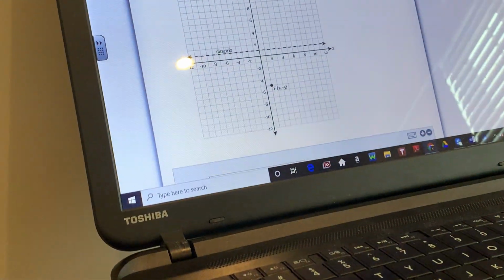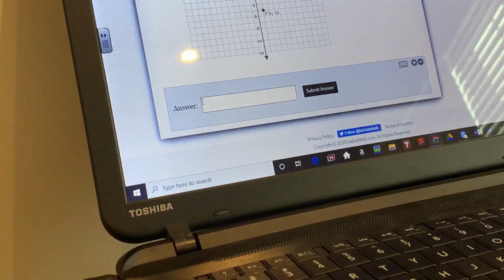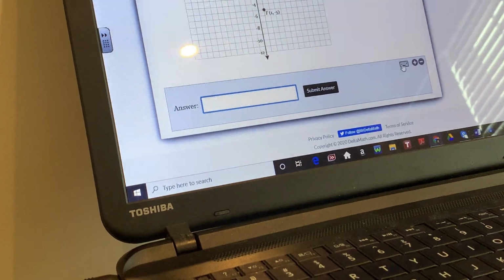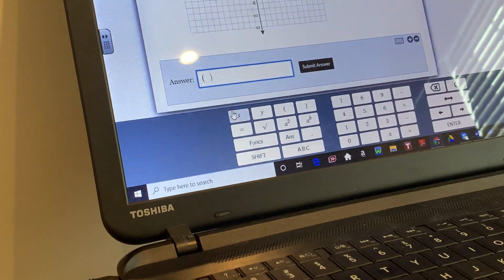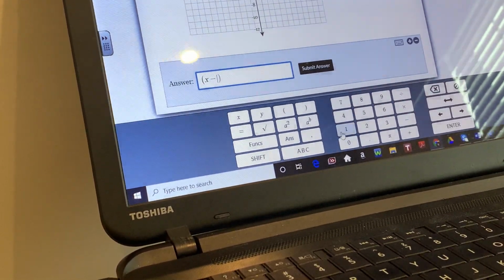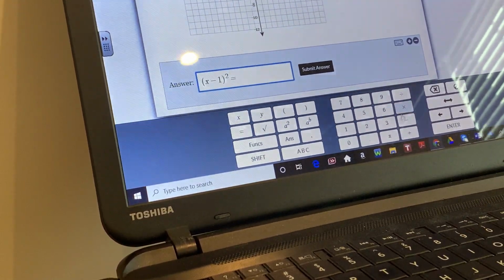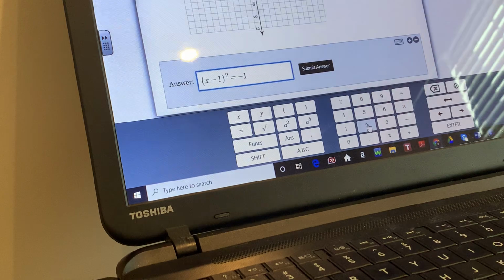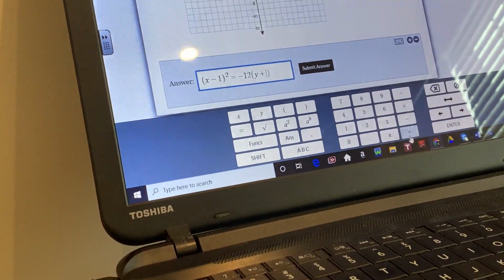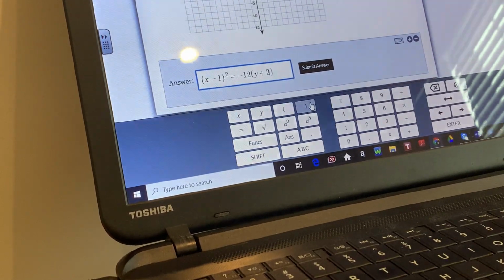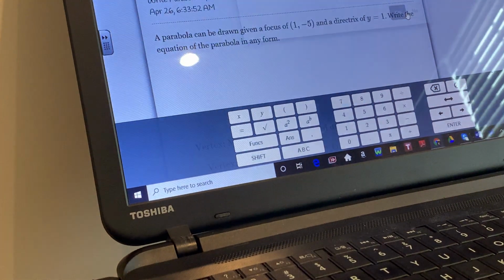So now if I come back to the computer, I'm going to click in here. Remember, I can click over here for my keyboard. I'm going to start off with parentheses, x minus 1, close it, squared, equals negative 12, parentheses, y plus 2. And then I'm going to close it. I'm going to submit answer. Yes. And then you're good.